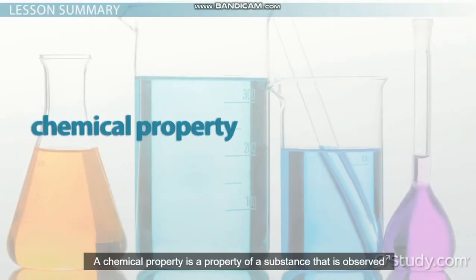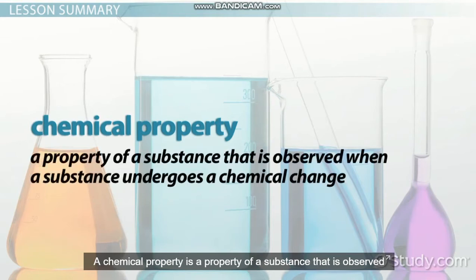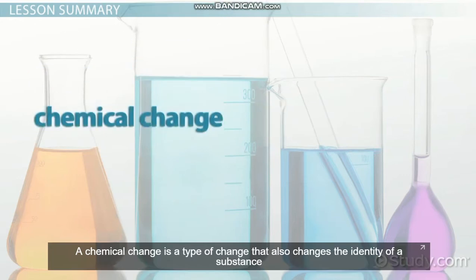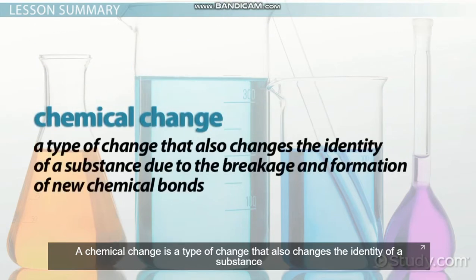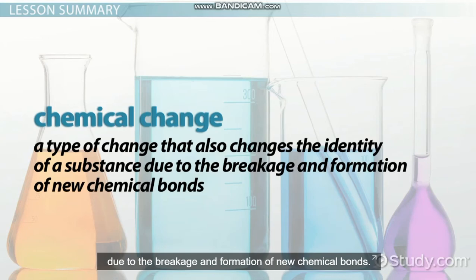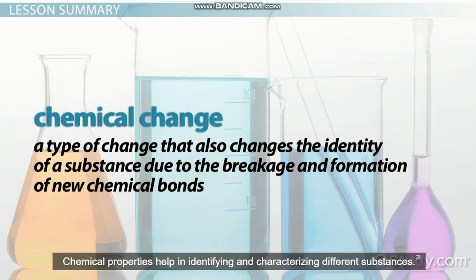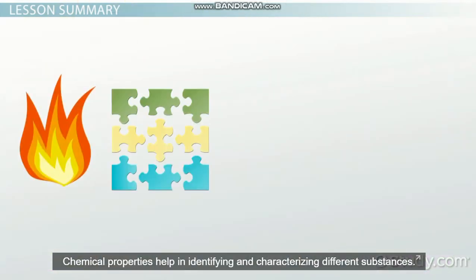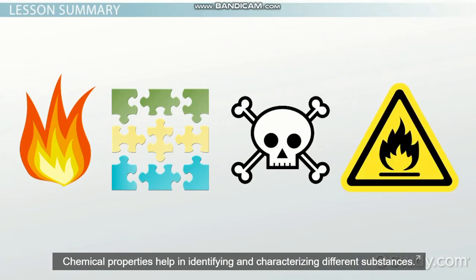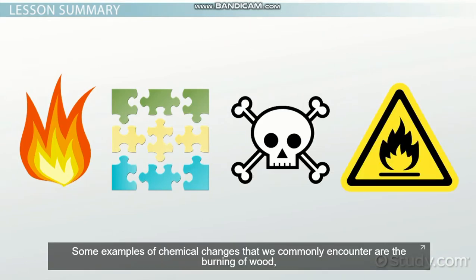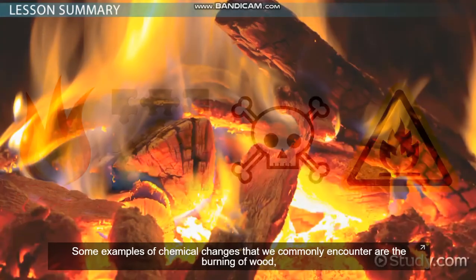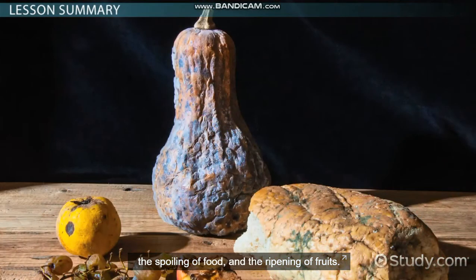A chemical property is a property of a substance that is observed when a substance undergoes a chemical change. A chemical change is a type of change that also changes the identity of a substance due to the breakage and formation of new chemical bonds. Chemical properties help in identifying and characterizing different substances. Some examples of chemical changes that we commonly encounter are the burning of wood, the spoiling of food, and the ripening of fruits.